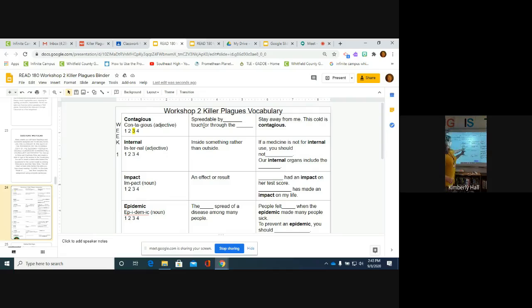But look down to your next word, internal. You're going to have to highlight 1, 2, 3, or 4. The definition is fine. You've got the whole definition, but now you've got 2 sentences you have to fill in.